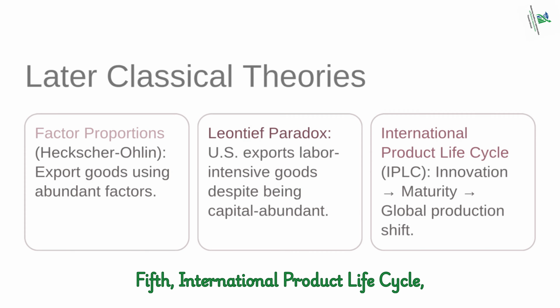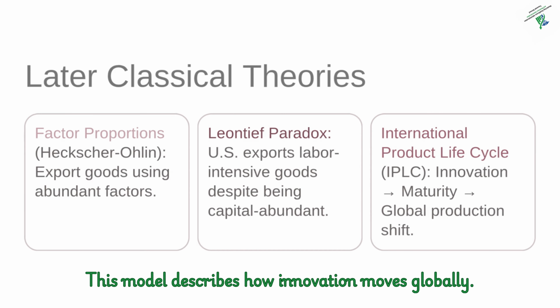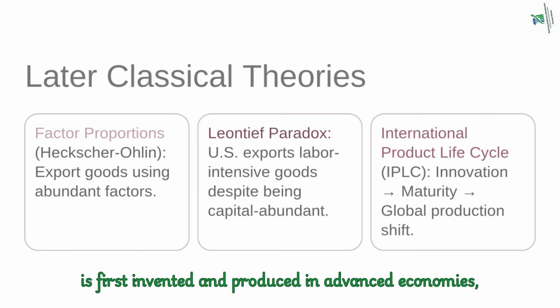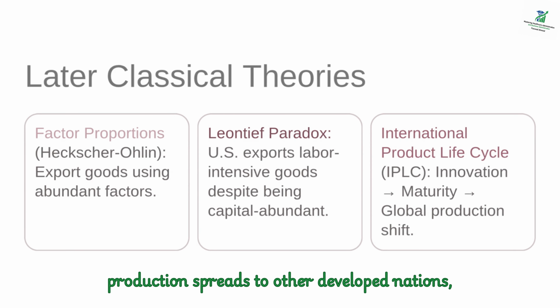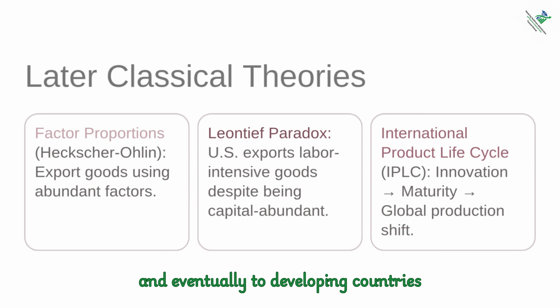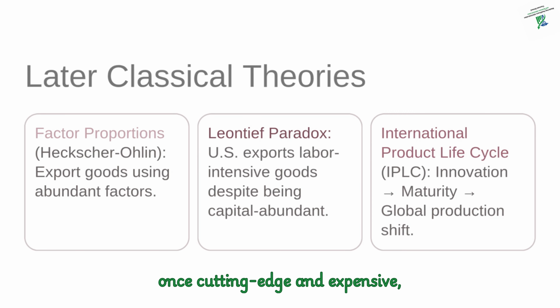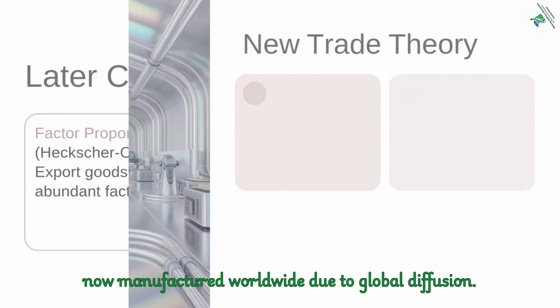Fifth, International Product Life Cycle, IPLC, Raymond Vernon. This model describes how innovation moves globally. A new product, say a medical device, is first invented and produced in advanced economies like the US. During the maturity stage, production spreads to other developed nations and eventually to developing countries as technology standardizes and costs drop. Think of MRI machines, once cutting edge and expensive, now manufactured worldwide due to global diffusion.